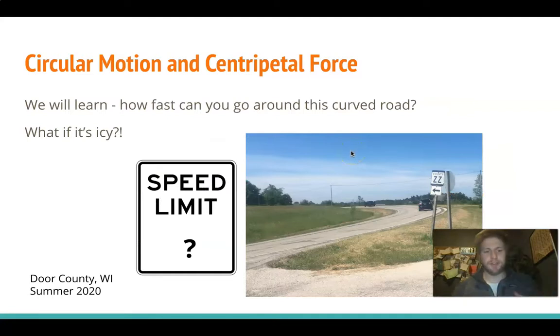One application that I ran into this summer, I was riding my bike around a rural part of Wisconsin called Door County, and there's all kinds of curved roads there. What was kind of interesting is that this county road here, County Road ZZ, didn't actually have a speed limit sign associated with it. This is a pretty steep, sharp curve, and as you might know, it snows a lot in Wisconsin. So what should the speed limit be?